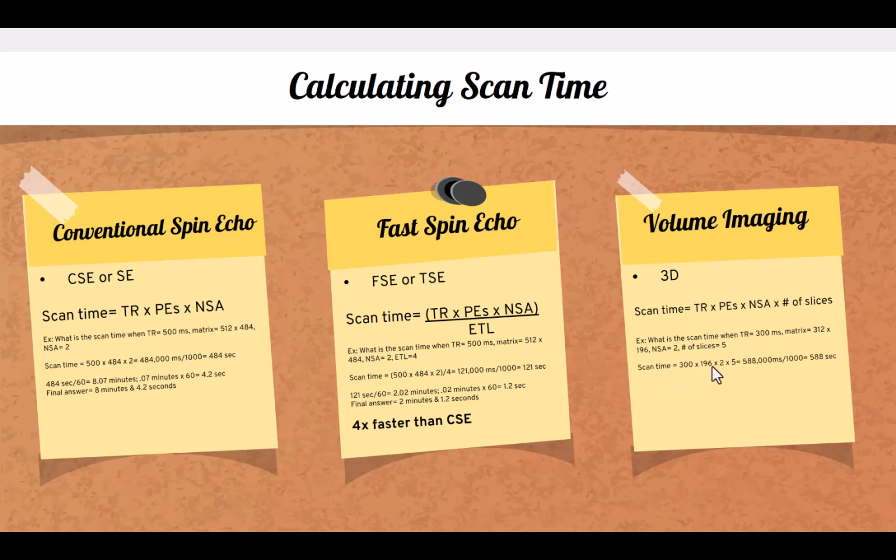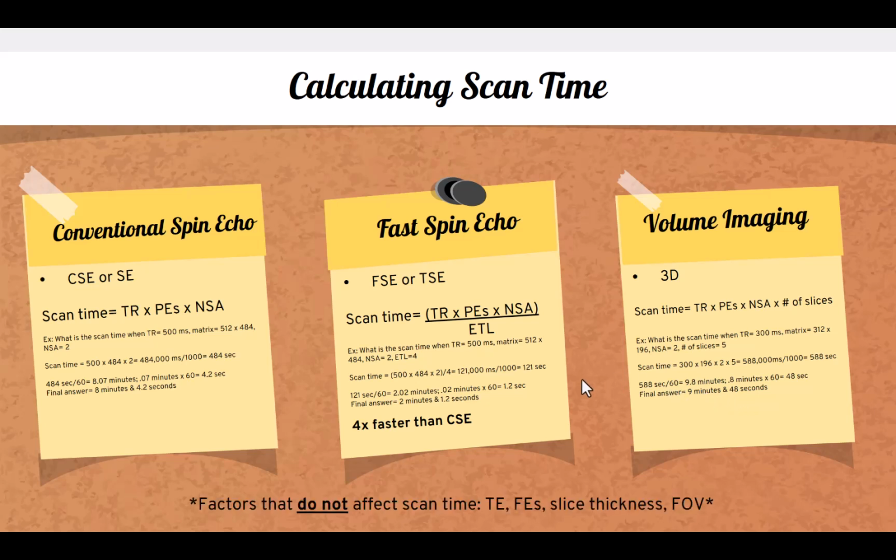So 300 times 196, which is the phase matrix, times 2 times 5, which equals 588,000 milliseconds. You divide that by 1,000 to get it in seconds. 588 seconds is then divided by 60 to get it into minutes, 9.8 minutes. And then anything after the decimal, which is 0.8 minutes, has to be converted back to seconds by multiplying by 60. So your final answer is 9 minutes and 48 seconds.